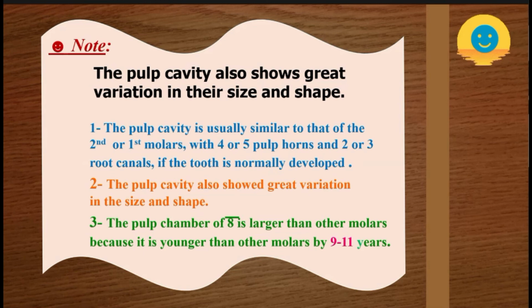What is happening in the case of the third molar? The third molar is younger than the first and second molars. The first molar erupts at the age of 6 years, the second molar at the age of 12 years, and the third molar at the age of 18 years. So it is 12 years younger than the first molar. So the pulp chamber is a little bit bigger because there is less secondary dentine.